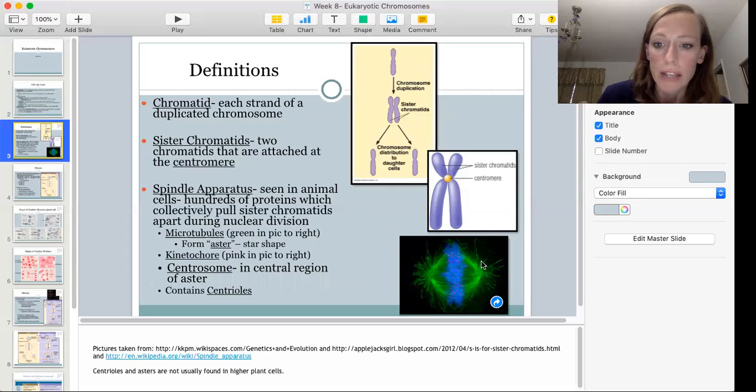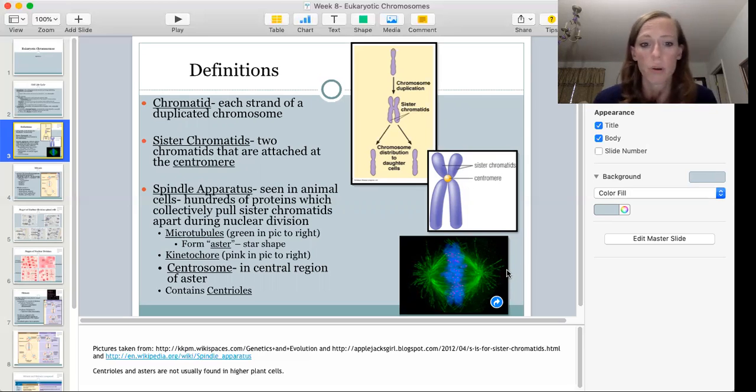Okay, so in the picture, the green stained structures are microtubules. They form almost a star shape on either side, at the poles of the one parent cell. And they are working to pull apart the sister chromatids with help from the kinetochore. Kinetochore is shown here in pink. These are structures which help, again, to pull apart the sister chromatids.